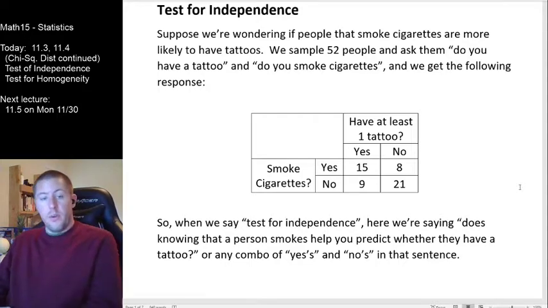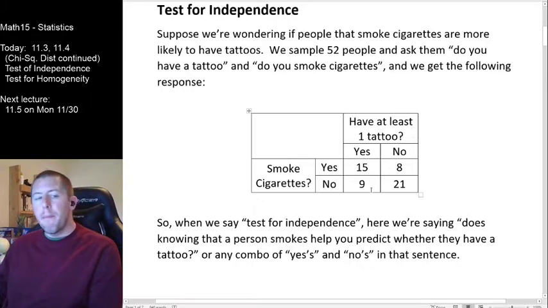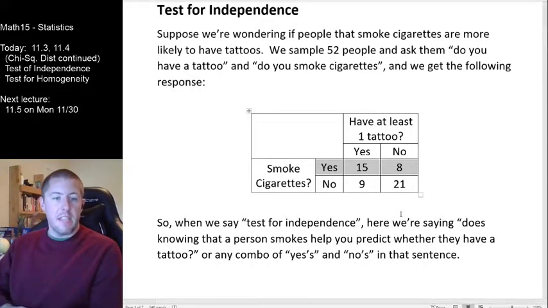So we're doing a test for independence. We're saying things like, does knowing that a person smokes help you predict whether or not they have a tattoo? And let's go ahead and look at our table. Certainly I made this data up right here. This is maybe a little exaggerated, but here's what I'm saying. Does knowing that a person smokes, knowing that a person smokes, that means that we're looking at the yes column right there. Knowing that a person smokes, does this help you predict whether or not they have a tattoo?